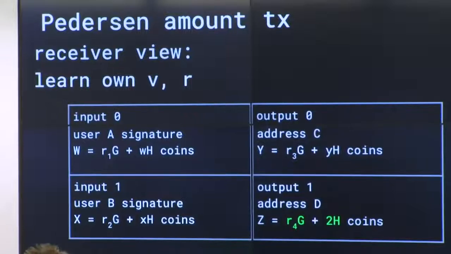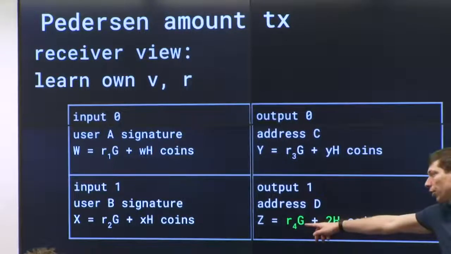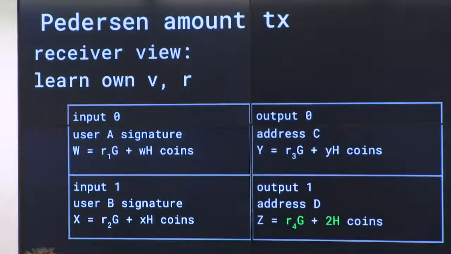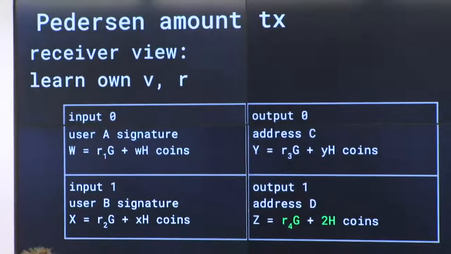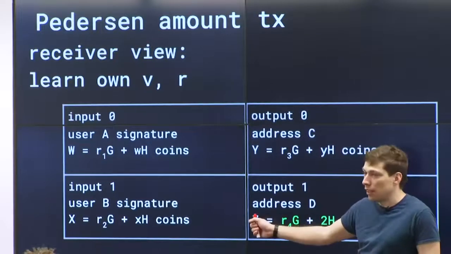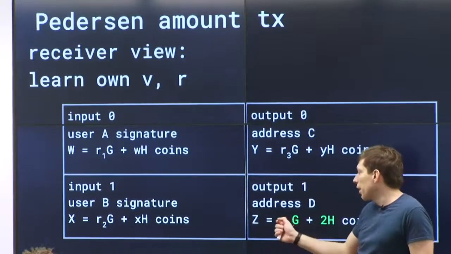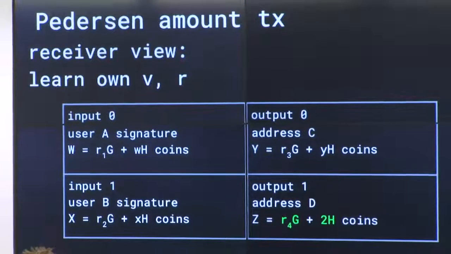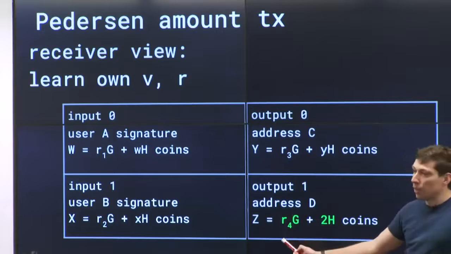And then the sender can say, okay, well, here's your R4, and here's 2. You're getting 2 coins. And the receiver gets those 2 numbers and says, okay, cool. I can see that this transaction commits to z, a point, and you gave me an r and a v that when I do the operation, I get z. So I know that you successfully revealed that these are actually 2 coins, and I can use these values later when I want to send my own coins.